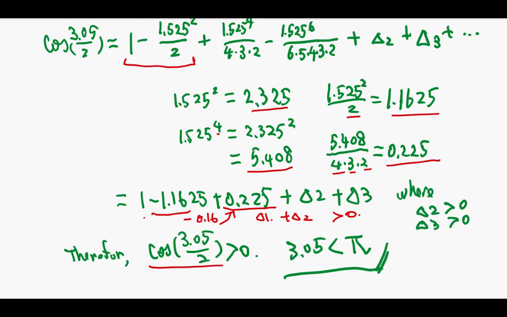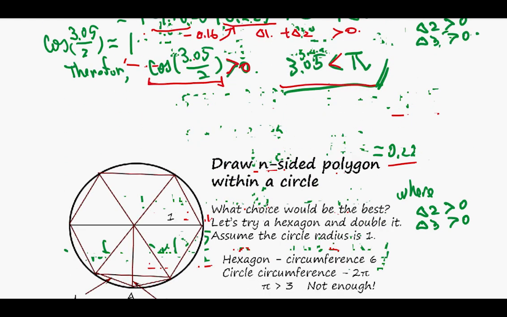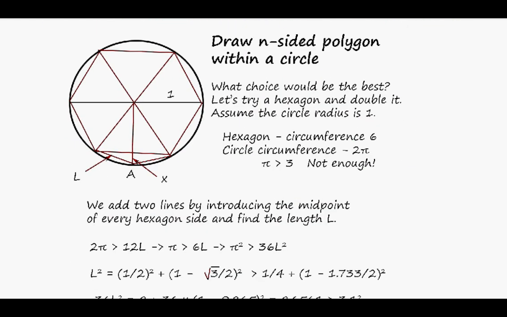So this value is positive. That means 3.05 is smaller than pi. Okay, so this is a proof. It's simply using the cosine series.